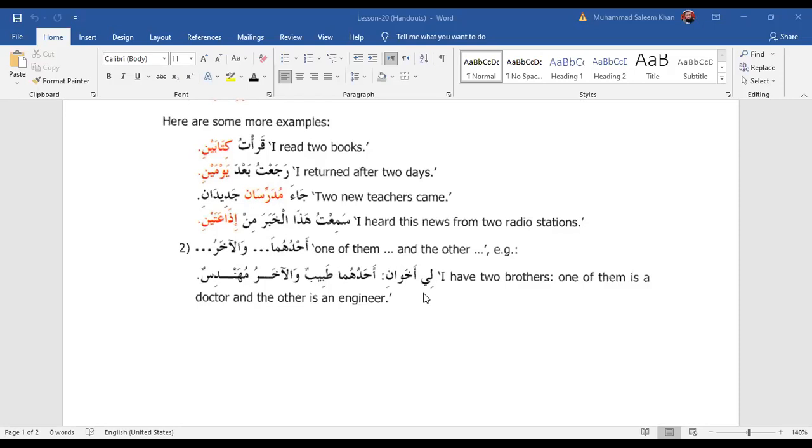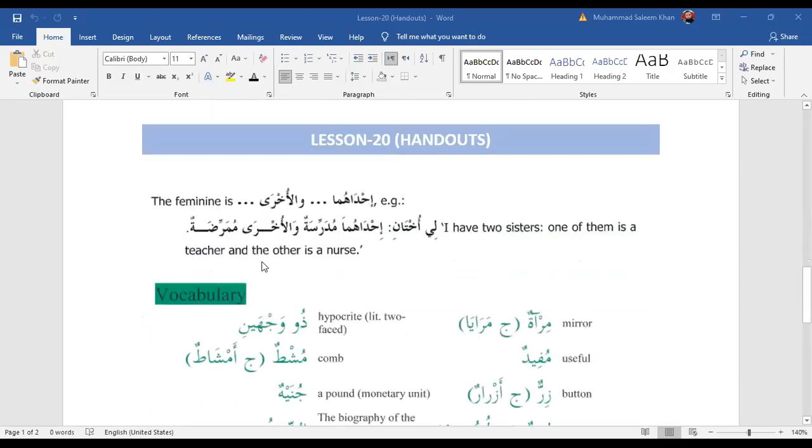Li akhawani, I have 2 brothers. أحدهما طبيب والآخر مهندس. One of them is a doctor and the other is an engineer. Yeah, that's right. For the feminine, we know that ahadun is used for the masculine and ihda is used for the feminine. And we know that alif maqsura, when we connect it with the attached pronouns, changes into the normal alif. So as you can hear, it has become ihdahuma. We cannot put alif maqsura here, so we put alif, and it becomes ihdahuma wal ukhra.